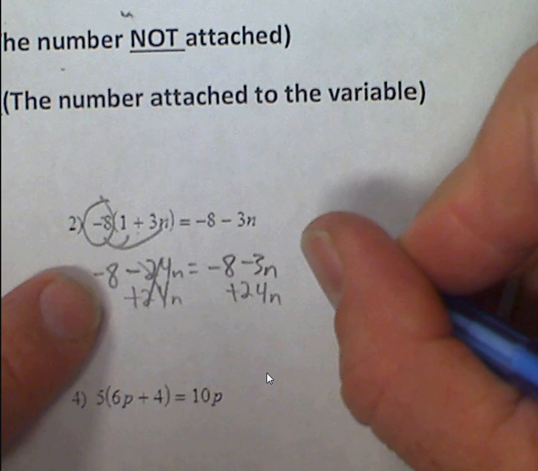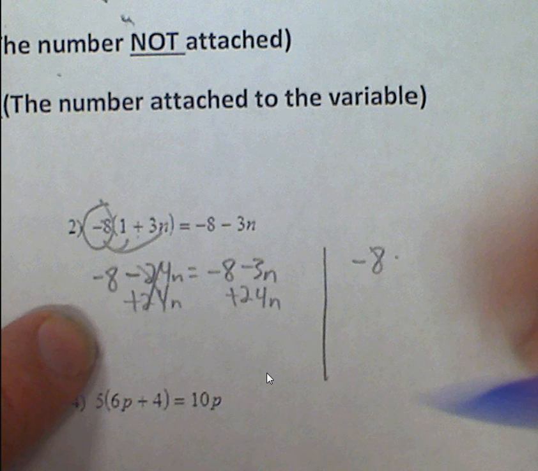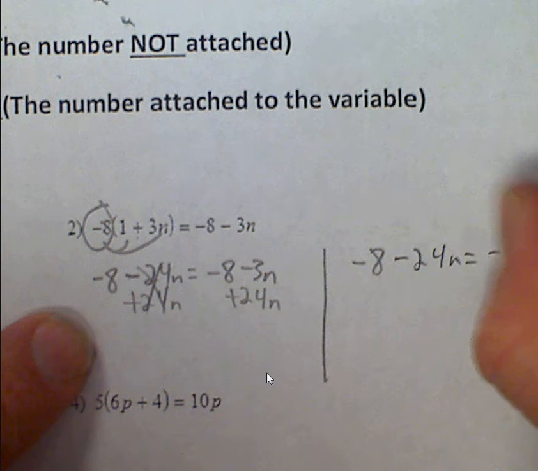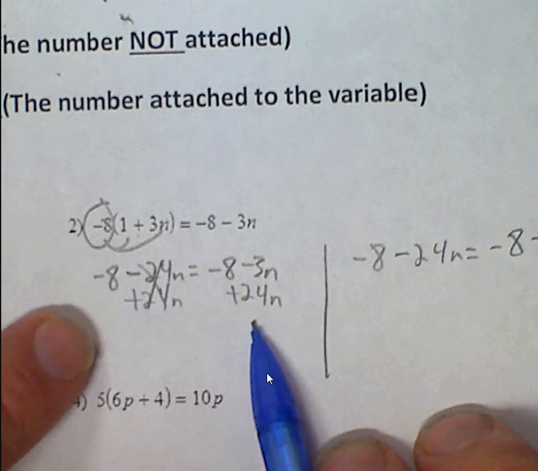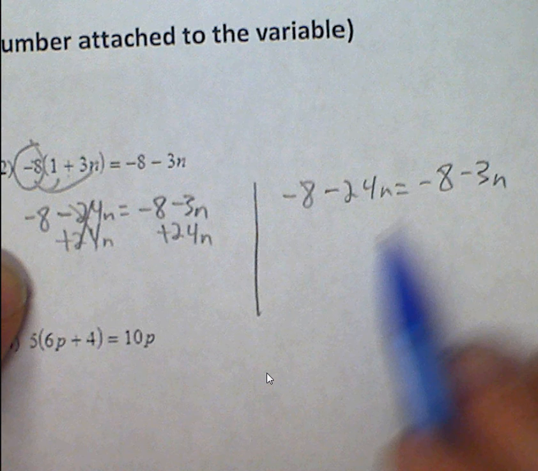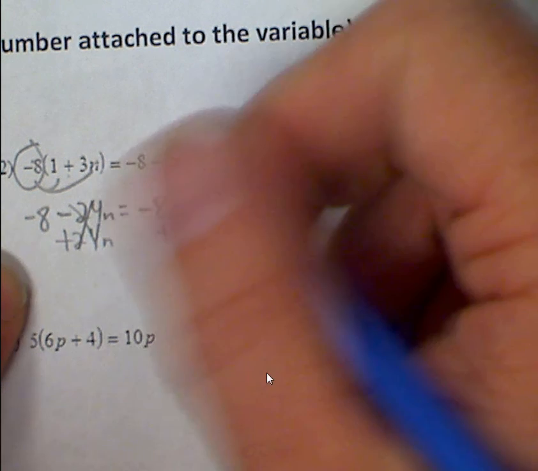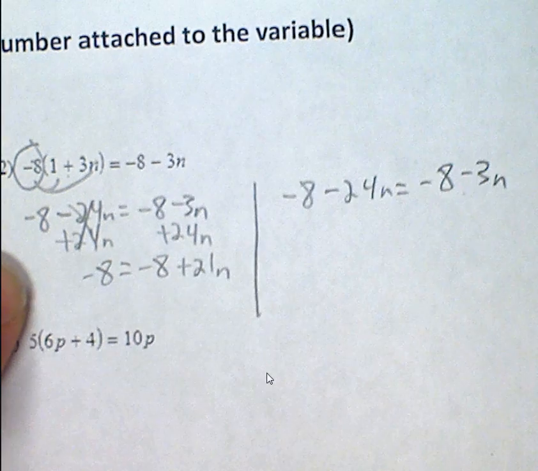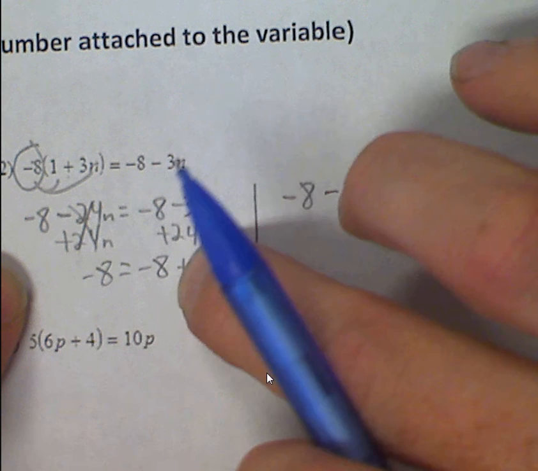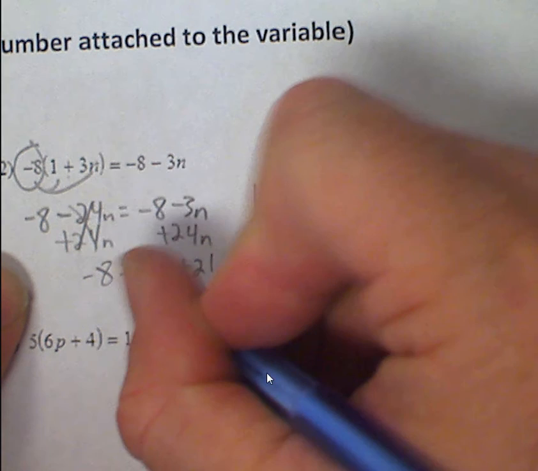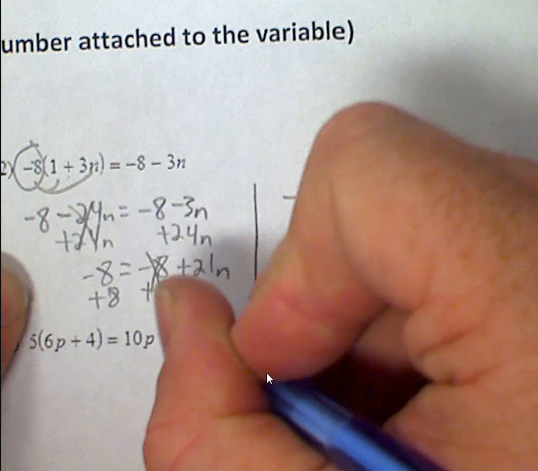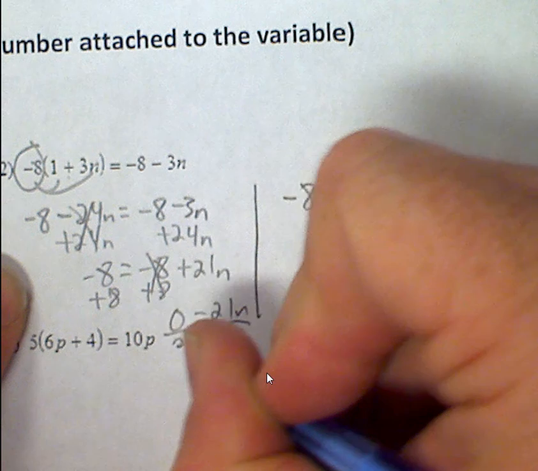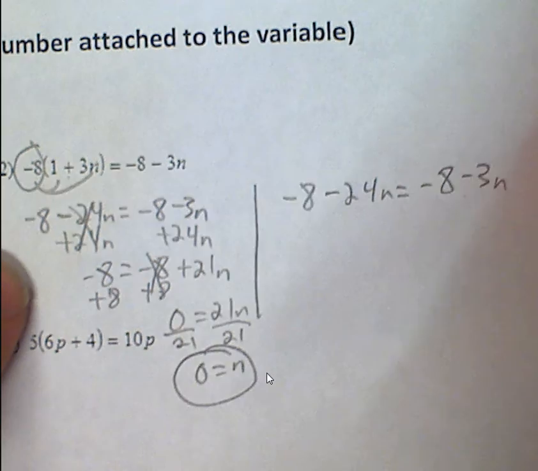I'm going to show you that we can do it the other way as well, and we're going to come up with the same answer. So let's bring the 24n over first, and then we will bring the 3n over next. So I'm left with negative 8 equals negative 8 plus 21n. I have to get rid of the constant first, so I'm going to add 8. That gives me 0 equals 21n. Divide by 21, 0 equals n. 0 divided by anything is 0.